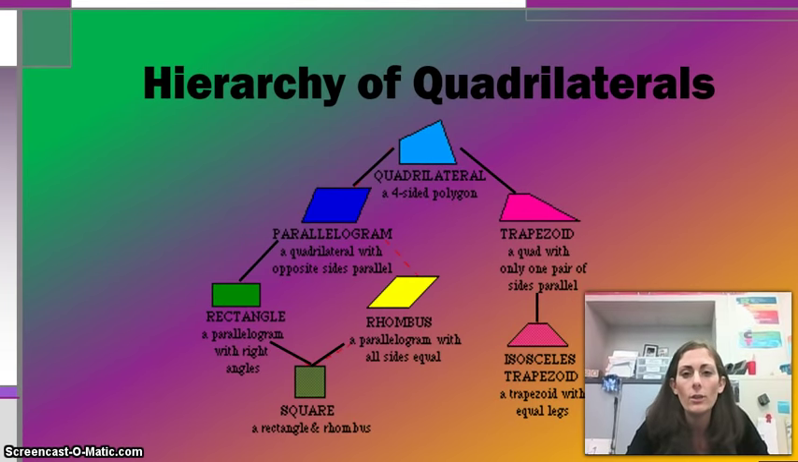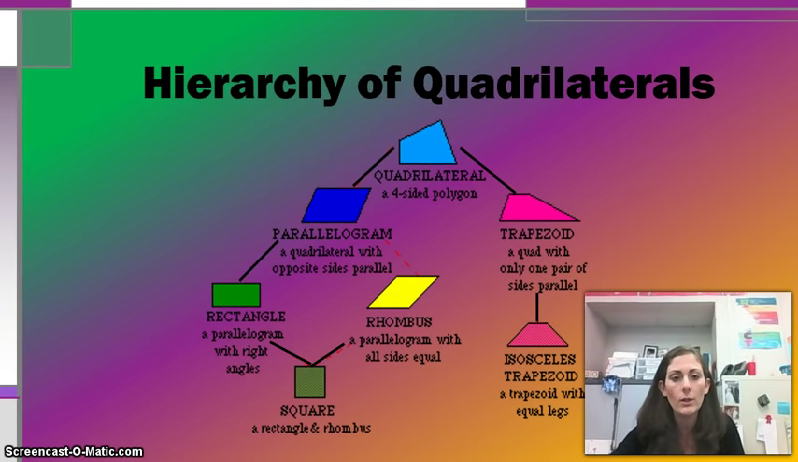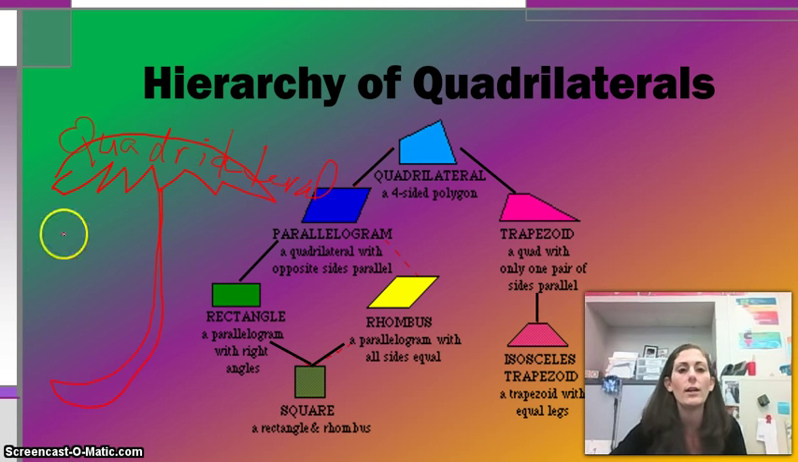Here's the hierarchy of quadrilaterals. Basically, what I like to tell myself, and it helps me understand it more, is I like to think of an umbrella. It's not the best umbrella top. And then here's the handle. Bear with me. At the top, I like to have quadrilaterals, and this is just kind of how I visualize it in my mind. Sorry, that's not the best writing.